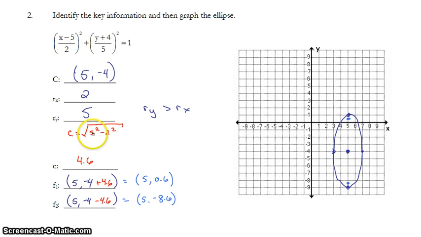So finding C, I take 5 squared minus 2 squared, take the square root of my answer, I get 4.6. That's what I add to my y coordinate because my y radius was bigger than my x radius. It's also what I subtract from my y coordinate, giving me these foci.